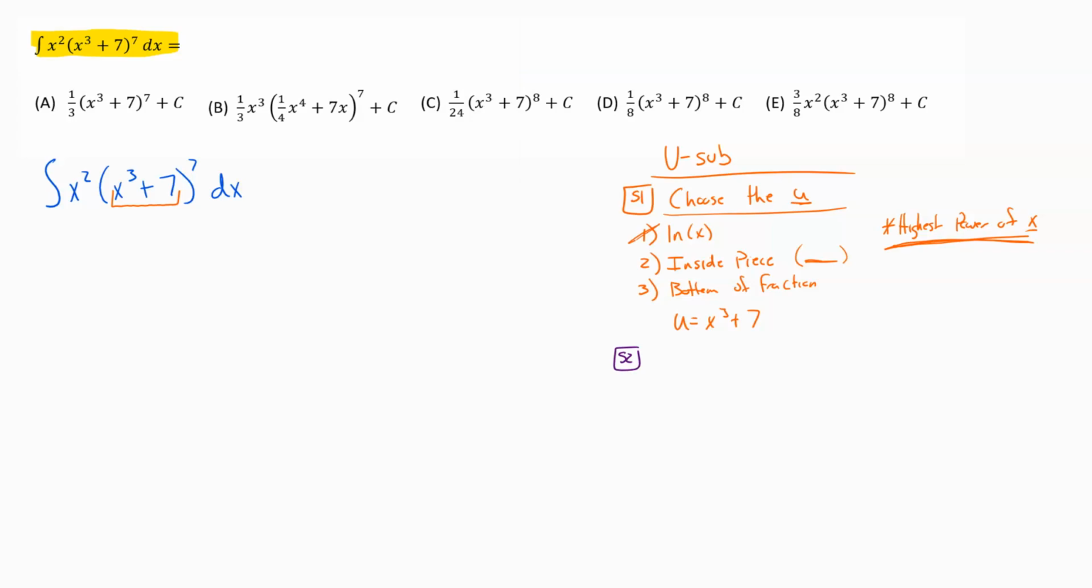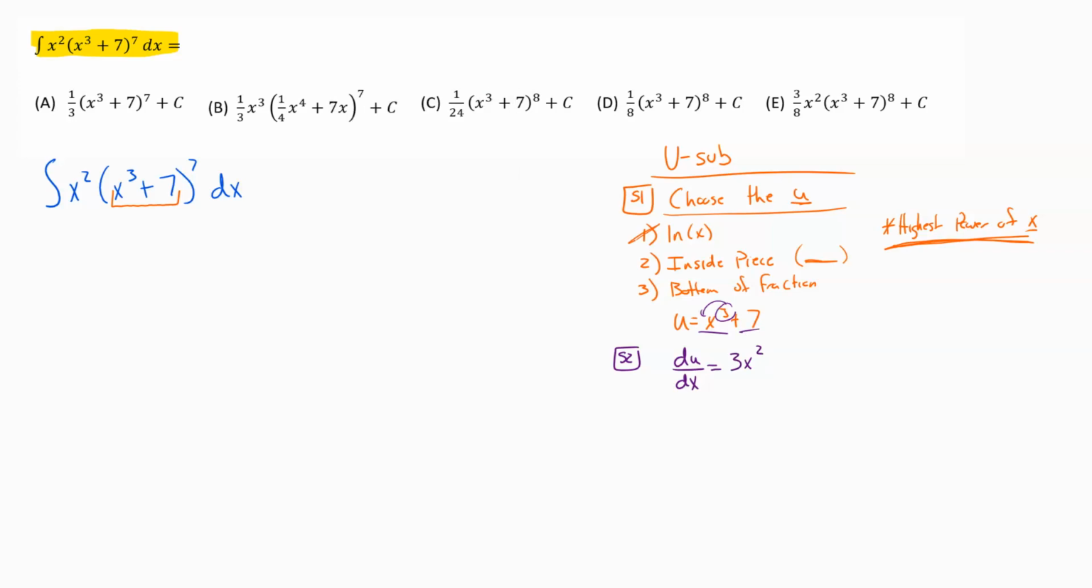You need to take the derivative of that U. So in this situation, we would get du dx equals, and you always want to use that differential notation when you're doing this work. Finding the derivative of x cubed using your power rule, bring the power down, and then subtract 1 from the power, and then the derivative of 7 goes away.